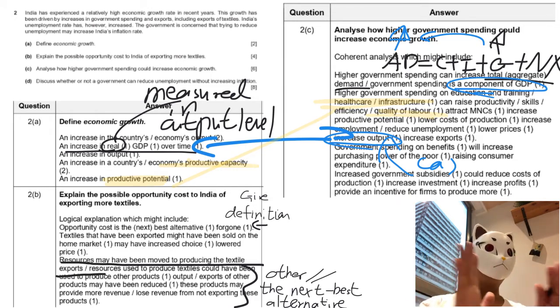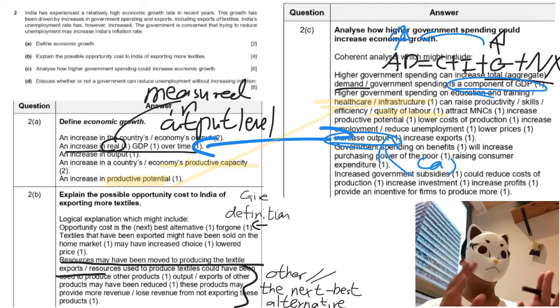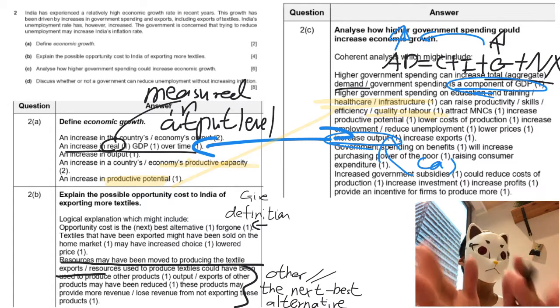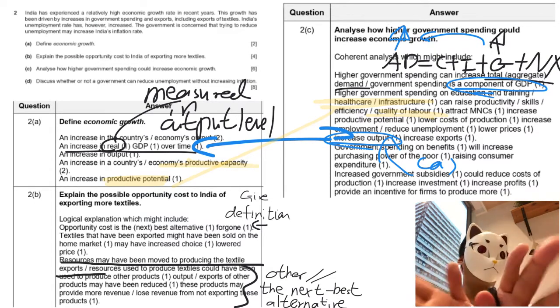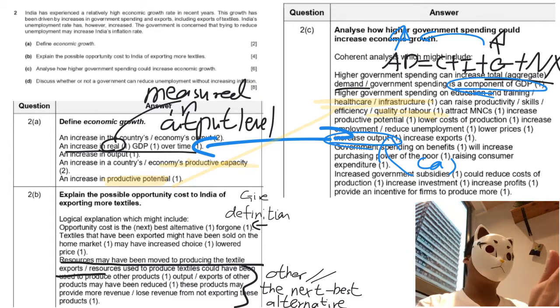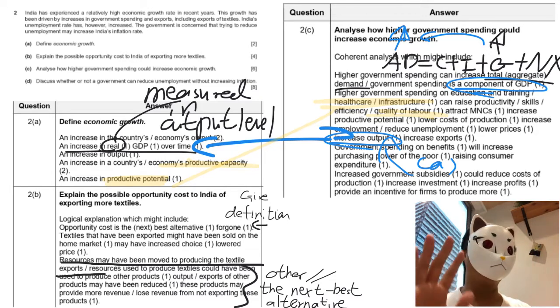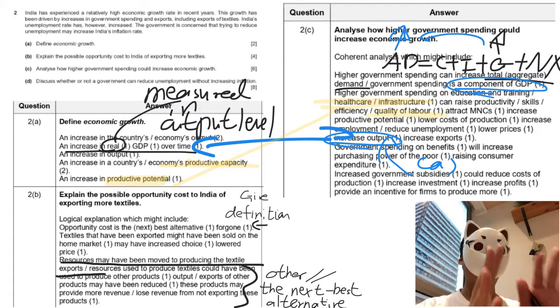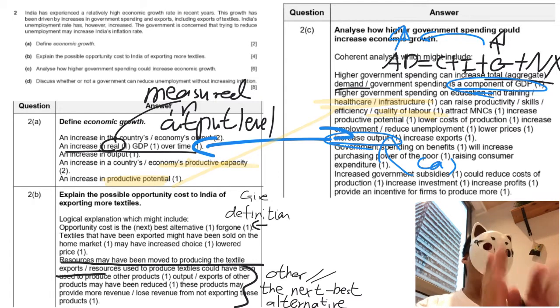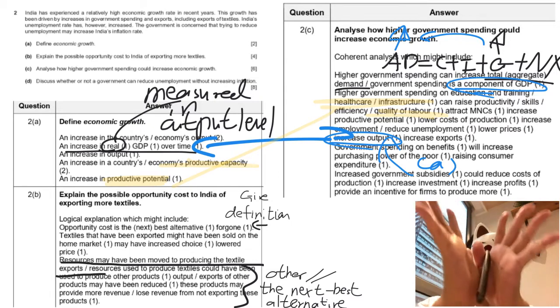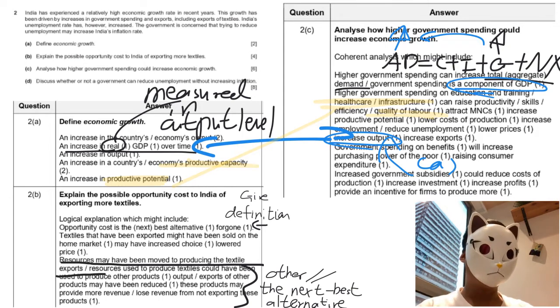Okay? So remember that for part C, we have to refer to part A. So what are the definitions for economic growth? Then we can use it for part C, okay? Don't just stop at AD. Remember that, you make use of the definition from part A to do part C. That's the skill for this question 2.